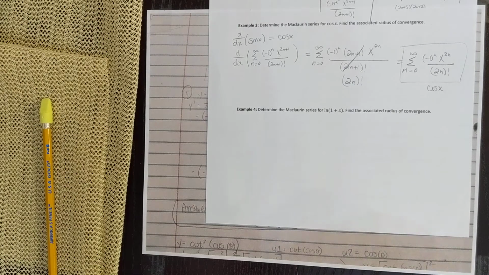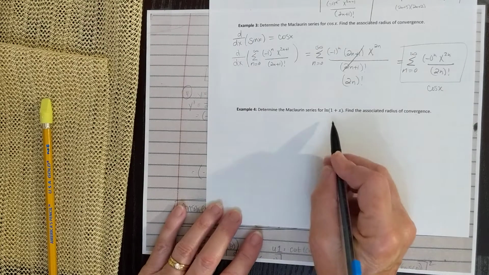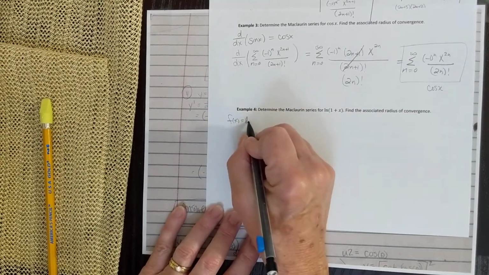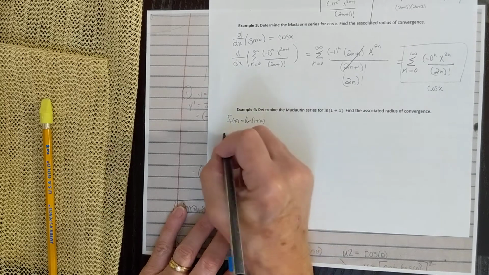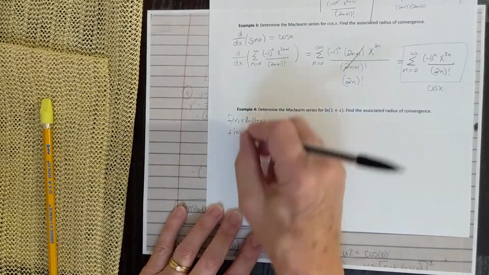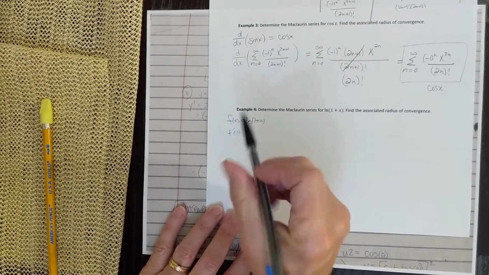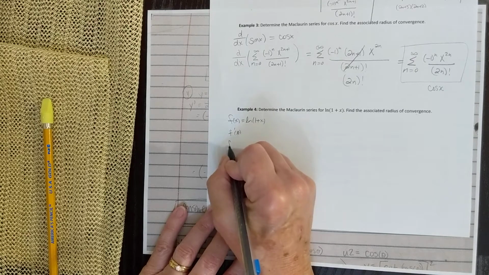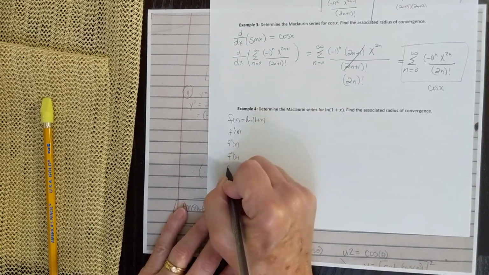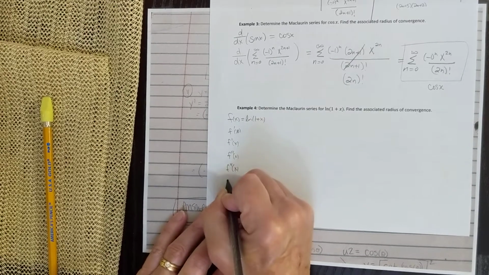Determine the Maclaurin series for the natural log of 1 plus x. Maclaurin series means it's centered about 0. Find the associated radius of convergence. So we know we're going to be needing some derivatives. f of x is the natural log of 1 plus x. First, let me take derivatives: f prime of x, f double prime, f triple prime, the 4th, the 5th.